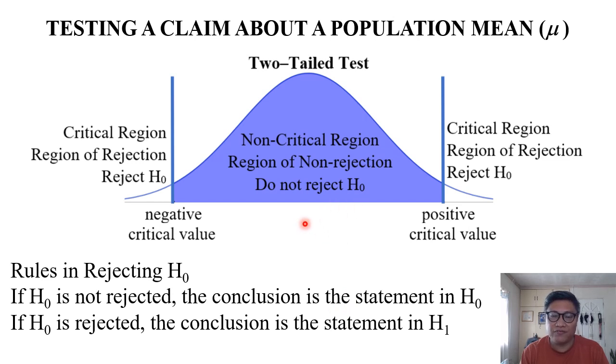However, if the computed t-value is outside the non-critical region, in other words, it is either less than the negative critical value or more than the positive critical value, so these are the critical regions outside, it means we have to reject the null hypothesis, and the conclusion will be the statement in the alternative hypothesis.